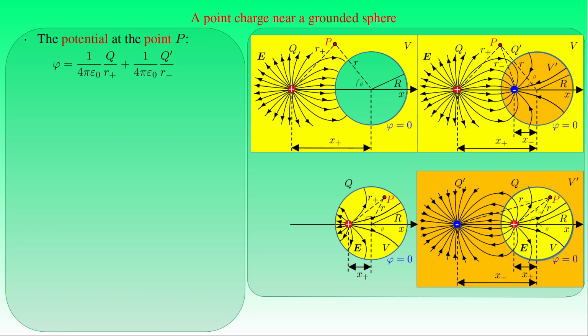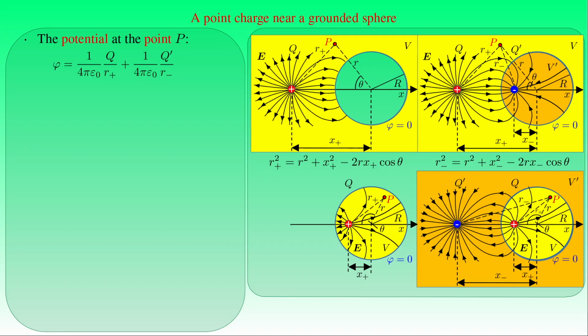If theta denotes the angle between the x-axis and the direction of the point P from the center of the sphere, then we can apply the law of cosines, and write the square of the distance R sub plus as the square of the distance R of the point P from the center of the sphere, plus the square of the distance x sub plus between the point charge q and the center of the sphere, minus 2 times R times x sub plus times cosine theta. Similarly, the square of the distance R sub minus can be written as R squared, plus the square of the distance x sub minus between the point charge q' and the center of the sphere, minus 2 times R times x sub minus times cosine theta.